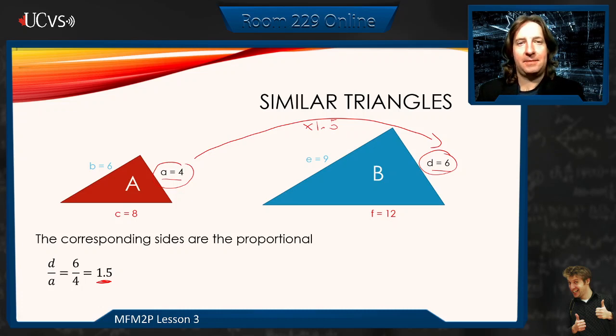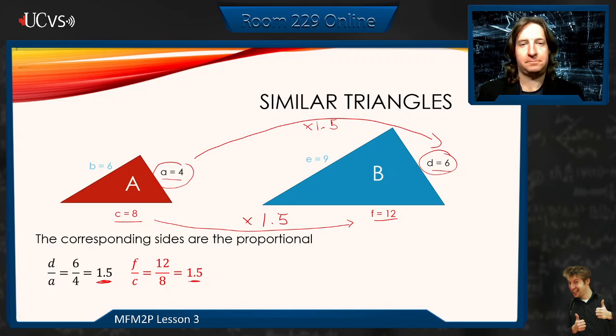Sorry, that's a little messy there. Now let's check the next one. Let's check F and C. F is 12, C is 8. If I divide them, I get 1.5 again. Hey, look at that. It's the same number. So when I've gone from C to F, I've also multiplied by 1.5.